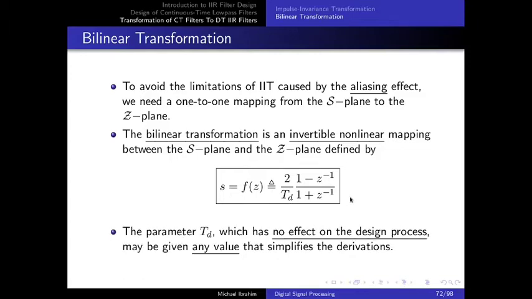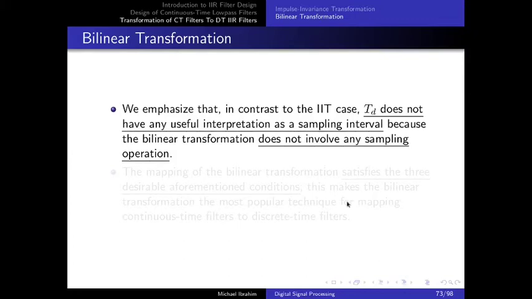The parameter Td actually has no effect in the design process, and we usually assign a value of 2 to Td, so we will always set Td to be equal to 2. This way 2 will cancel out with Td, and we will simply be replacing s by 1 minus z^-1 over 1 plus z^-1. And we emphasize that Td here does not have any interpretation, it's just a constant, because in the impulse invariance transformation we had a similar constant T, and in that situation it was a sampling interval. Here it does not mean anything, it does not involve any sampling operation.